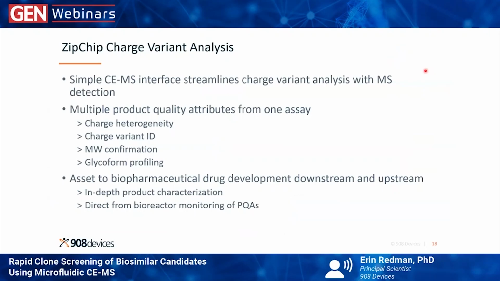So I hope I've shown you that ZipChip is a simple way to perform high-quality CE-MS charge variant analysis. With the separation and mass detection, you get multiple pieces of information to characterize your antibody and monitor product quality attributes. This type of analysis can be an asset in biopharma because it allows for both in-depth product characterization downstream, as well as the potential to support upstream processing with direct from bioreactor charge variant analysis. And now I'll let Ruben discuss his application of ZipChip in clone selection and biosimilar development.